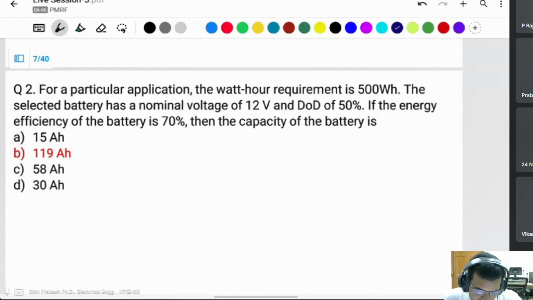For a particular application, the watt hour requirement is 500 watt hour. The selected battery has a nominal voltage of 12 volt and DOD of 50%. If the energy efficiency of the battery is 70%, then what is the capacity of the battery? You know battery capacity is given in Ah, milliampere hour in your mobile, mAh, and a large battery is in Ah, and a very large battery will be in kAh, because the voltage is fixed.